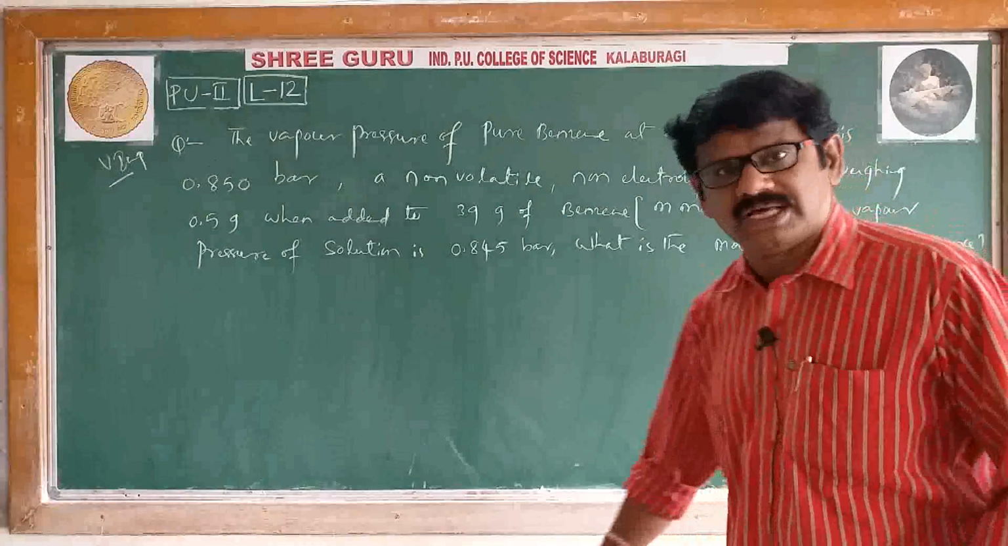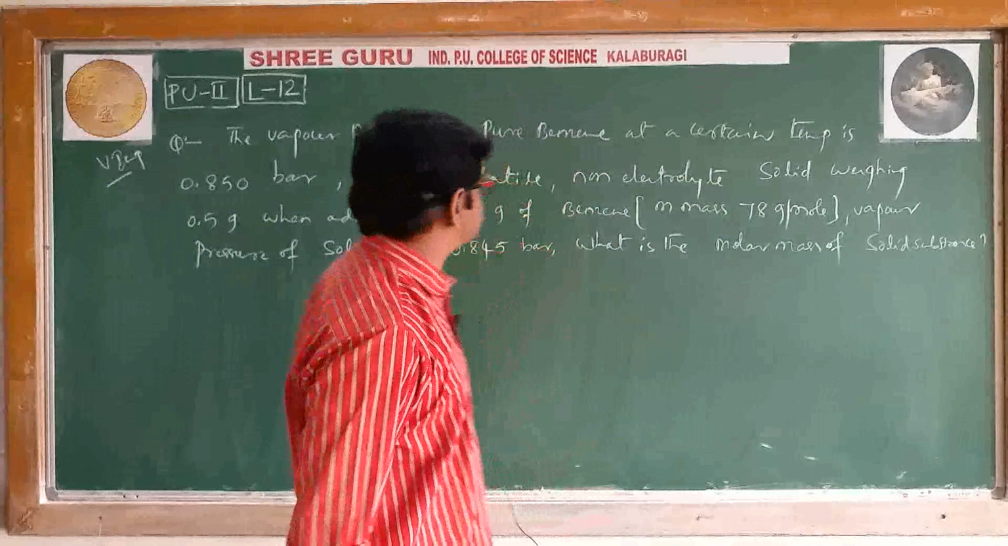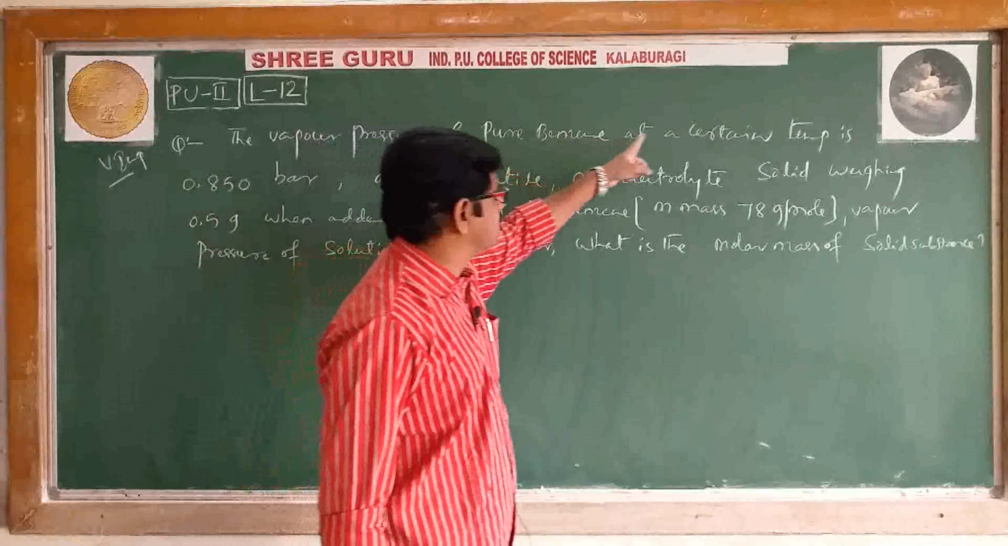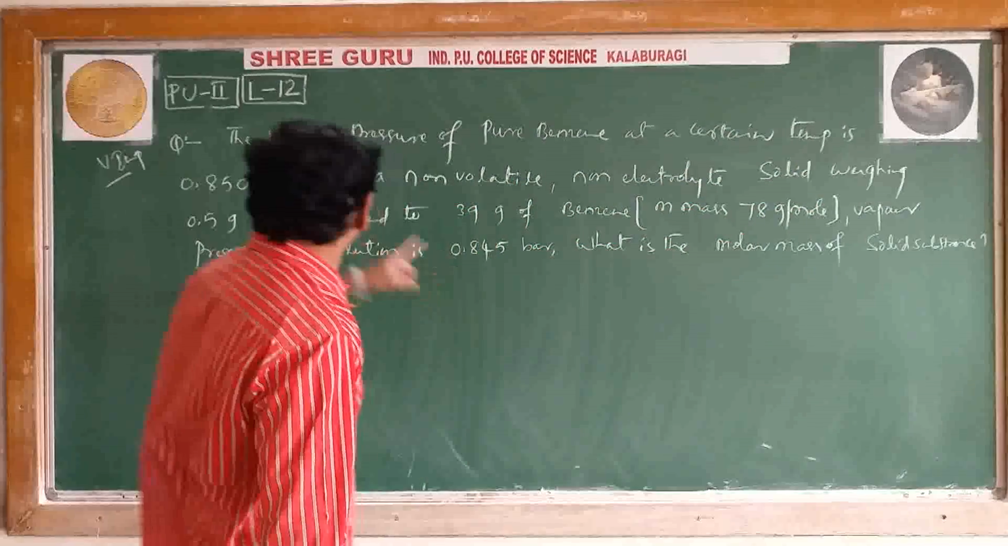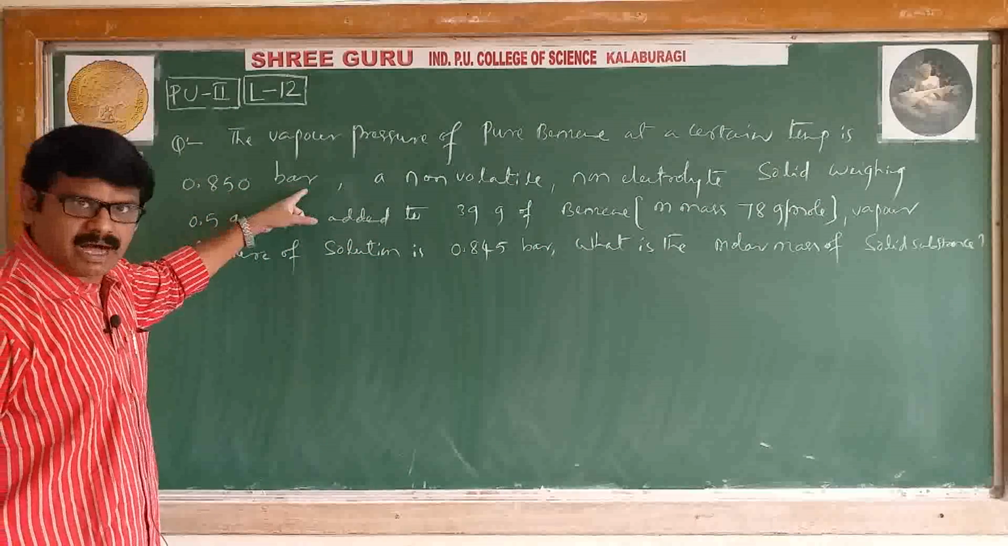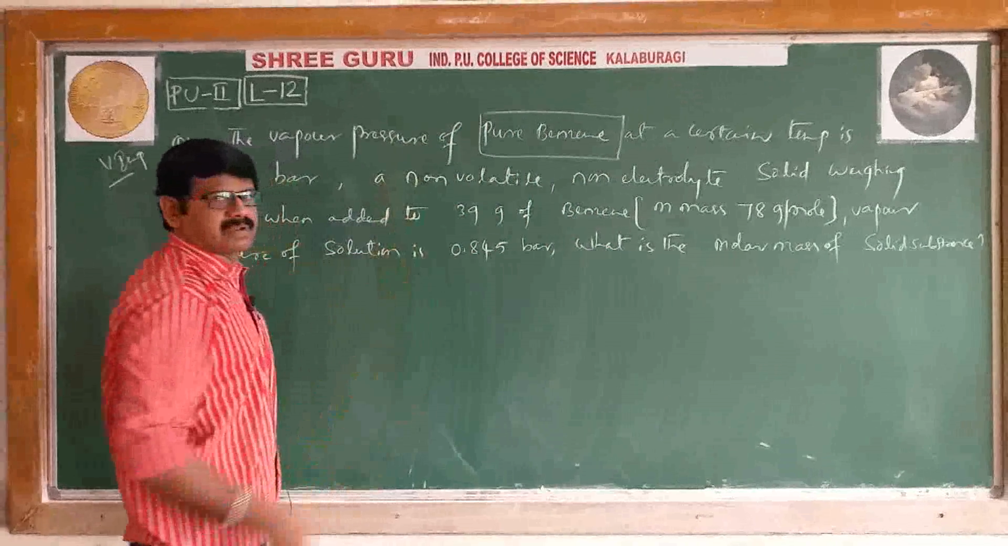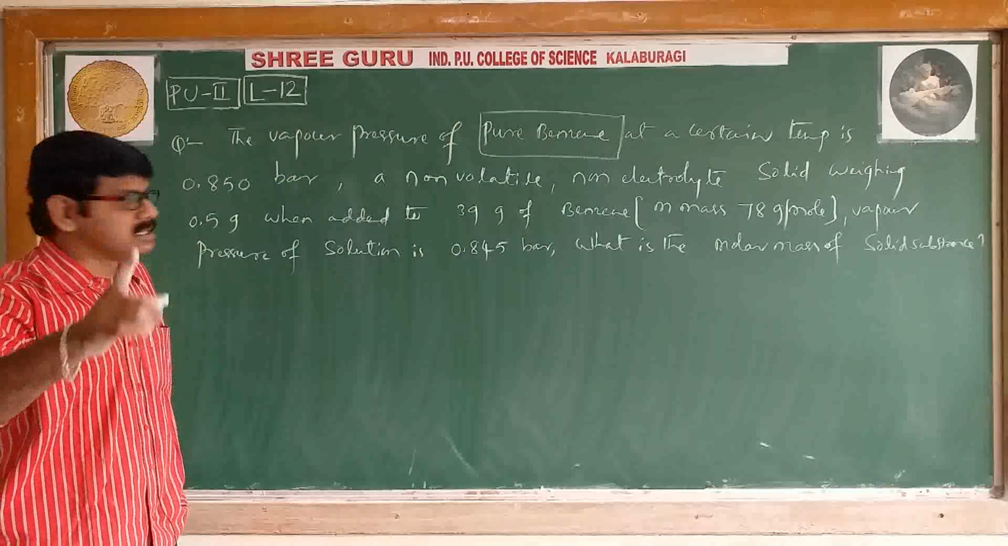Yeah, we'll continue the question. First we'll understand the question. The vapor pressure of pure benzene at a certain temperature is 0.850 bar. Here the pure benzene vapor pressure is given, which is nothing but P naught.